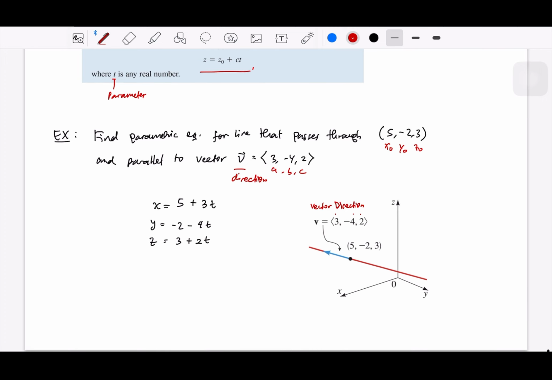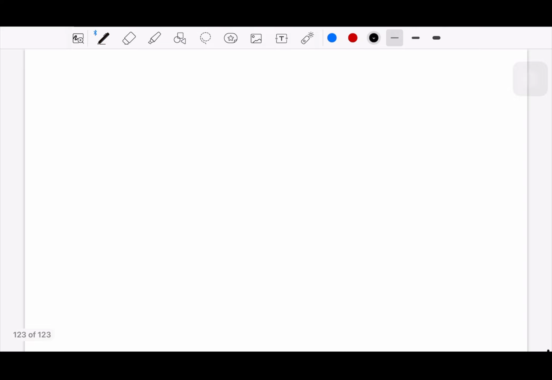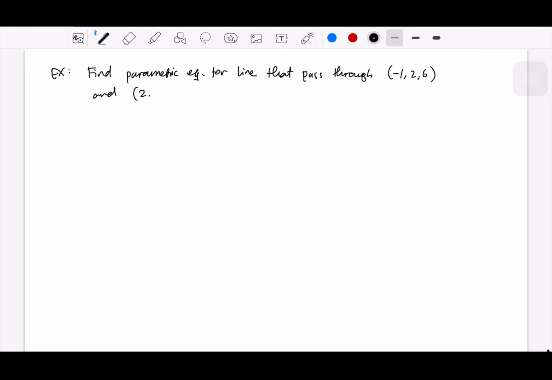Okay. Now let's see another example. Find parametric equations for the line that passes through the points and (2, -3, -7).